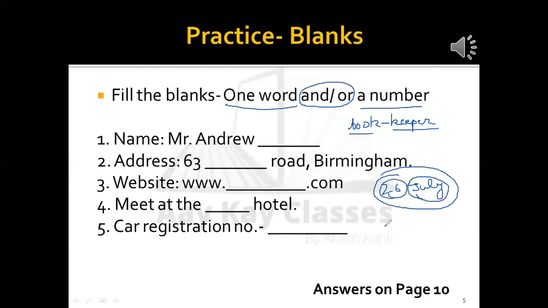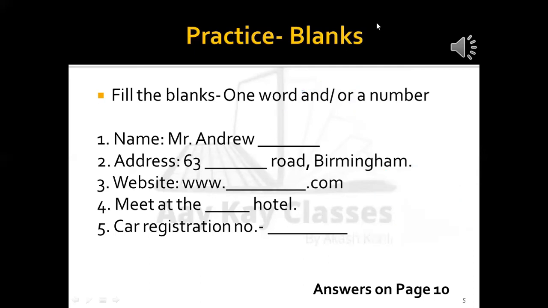But if you write it as 26 July 2021, then the answer is wrong because there are two numbers now and one word. So we are given this note that you need to put one word and or a number, right? So I'm going to clear the screen. Now try to complete this. Good luck.